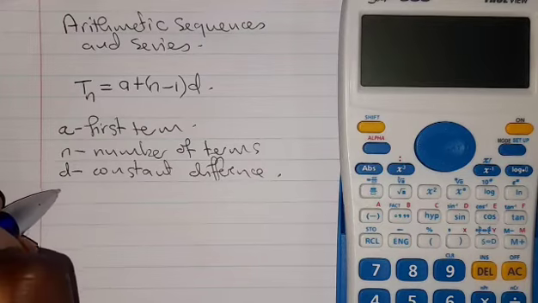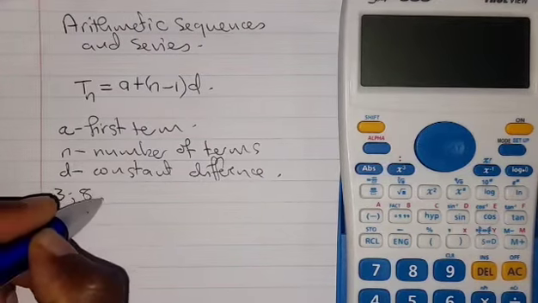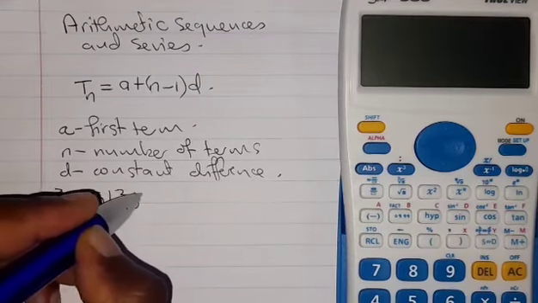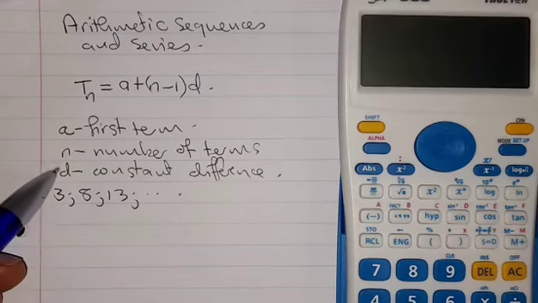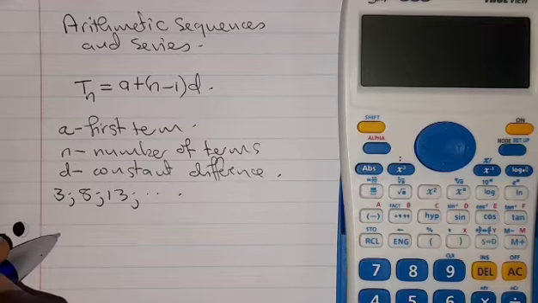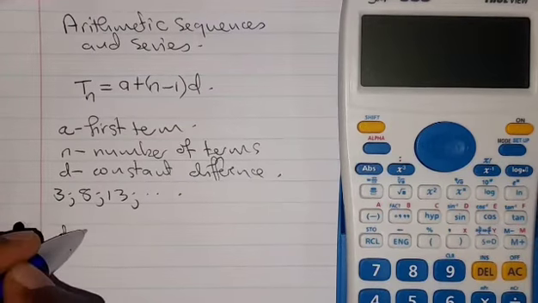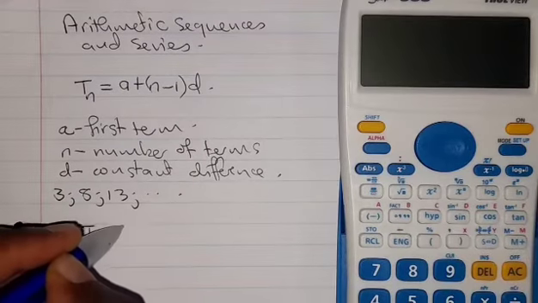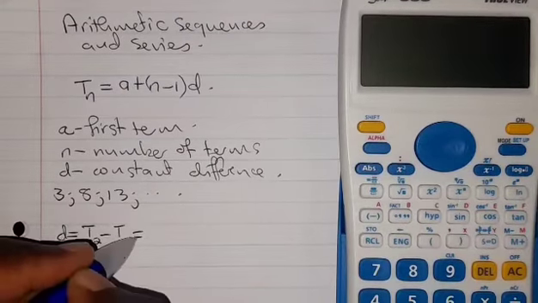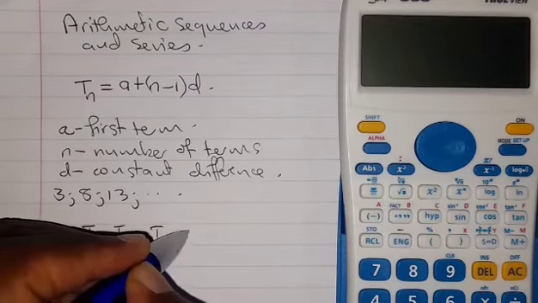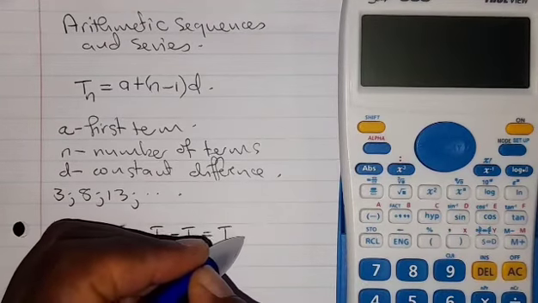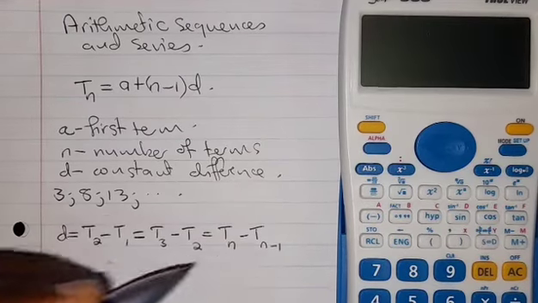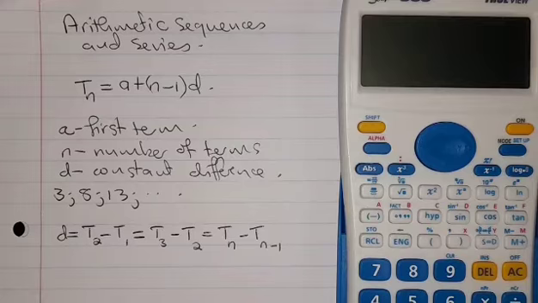If we give as an example 3, 8, 13, the first term, that is the value of a here, will be 3. And then to get d, d is equal to T2 minus T1. You can also get it from T3 minus T2. And this in general is Tn minus Tn minus 1. That's how we get d.